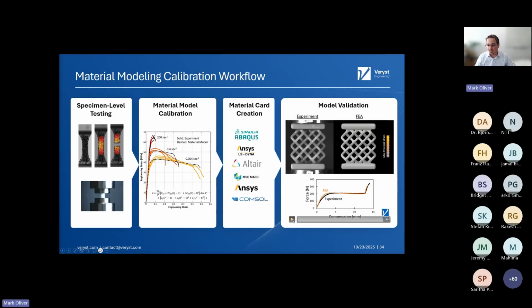Calibrated material card. And then this is obviously not an adhesive, but for any sort of polymer material calibration, again, you want to do some sort of validation test where you do a direct comparison of some experiment to the FEA of that experiment and compare what you can measure. So this is a force versus compression curve for a 3D printed lattice. And again, while this is not an adhesive, the same methodology applies.